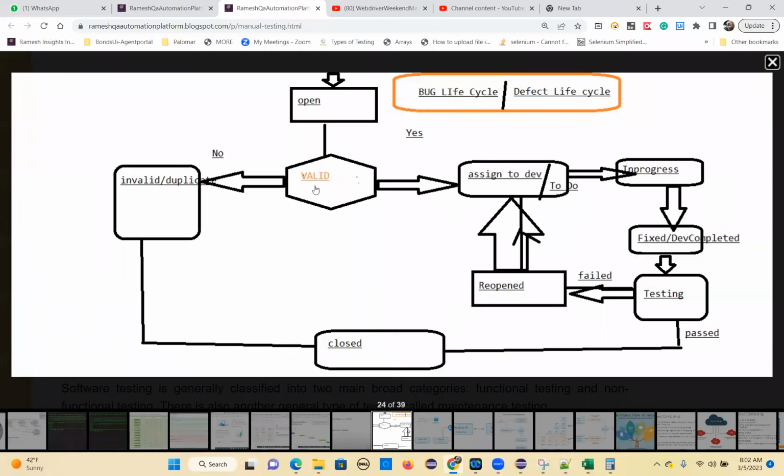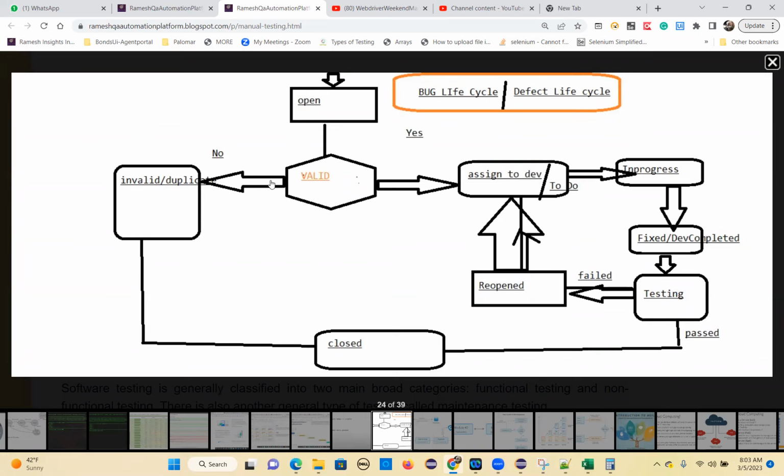So bug life cycle is nothing but, when you report a defect the first time, it will be in open state. Then a bug triage meeting will happen. They will validate whether this bug is valid or not, and whether it is reproducible or not. If it is invalid or not reproducible, when you were testing it was reproducible, but when you show it to the developer, it is working as expected.